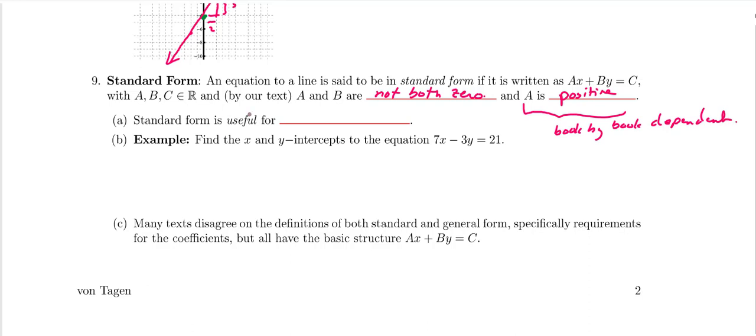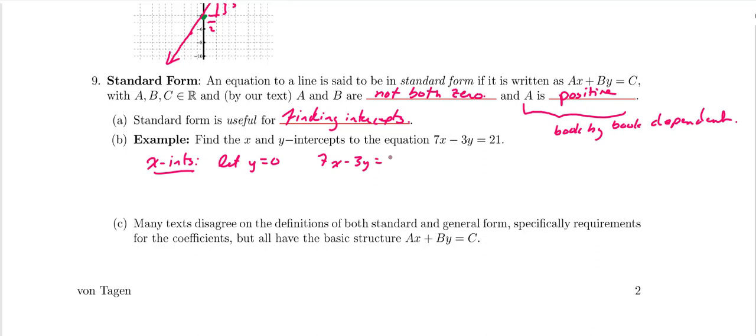Okay. Standard form is useful for finding intercepts. So for example, here I've got an equation of the line in standard form, 7x minus 3y equals 21. And let's go ahead and find the x and y intercepts. Folks, I'm sorry, the only way I know how to show this without being physically present is to cover something up and then we'll solve. So to find the x-intercept, we let y equal 0.